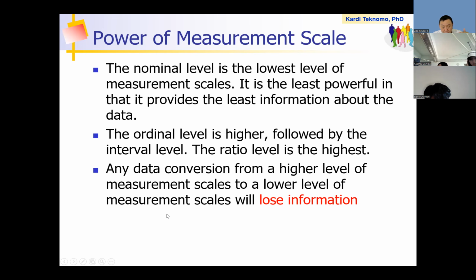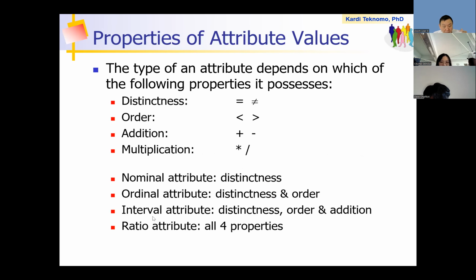Okay, so to distinguish between these four, you check here. These are the simplified version. Whether you have distinctness or not, where distinct means equal or not equal. Whether you have order or not. Whether you can have addition, subtraction or not. Whether you can have multiplication or division or not.